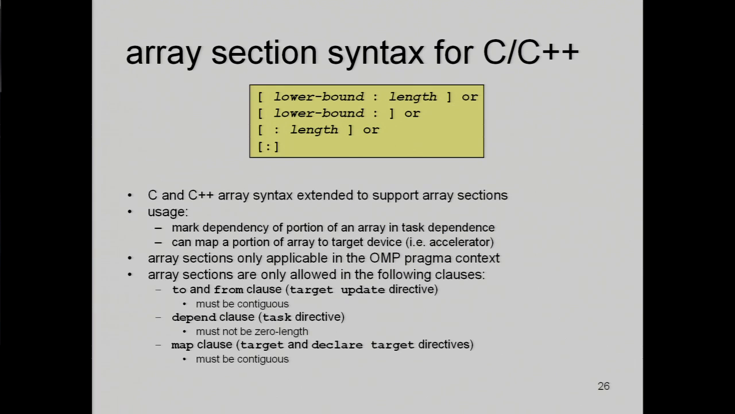So this is the syntax: a lower bound, a colon, and nothing before the close square bracket, that means from the lower bound to the end of the array. And if there's a length only, we assume that the beginning is zero. It's only allowed on certain clauses, and the map clause that we have seen, we have also seen one or two examples of this.